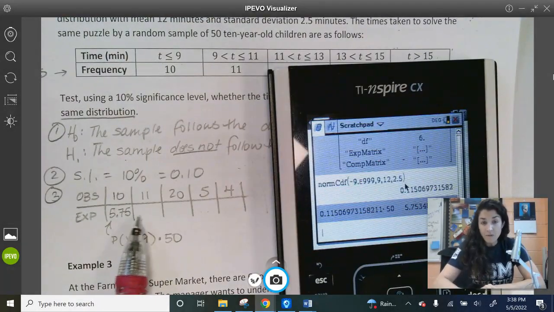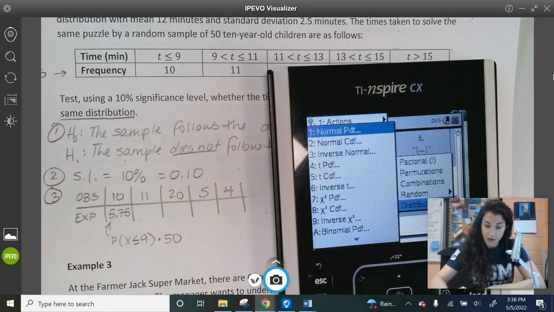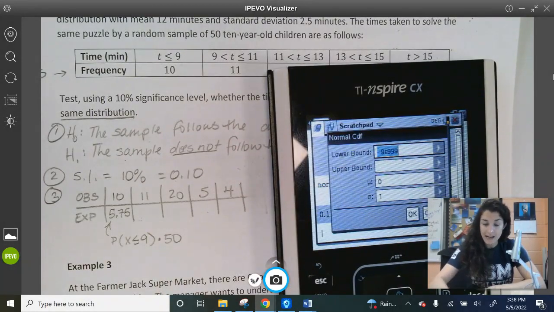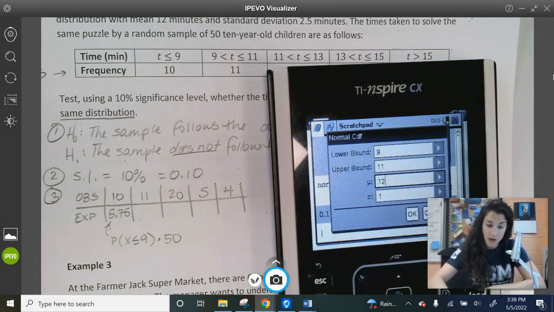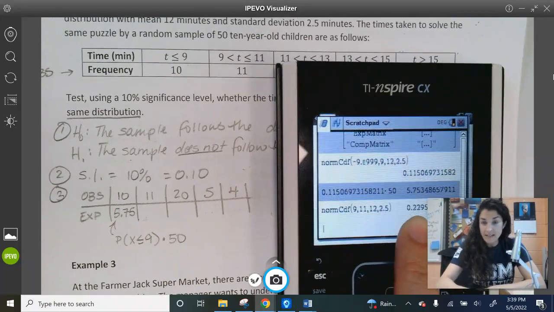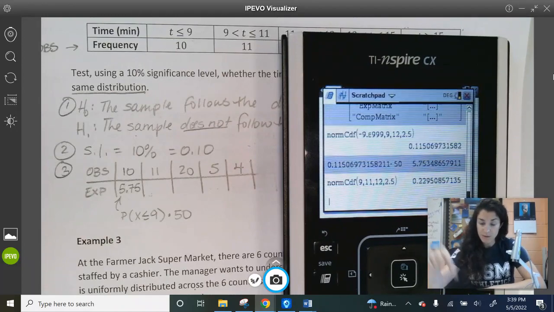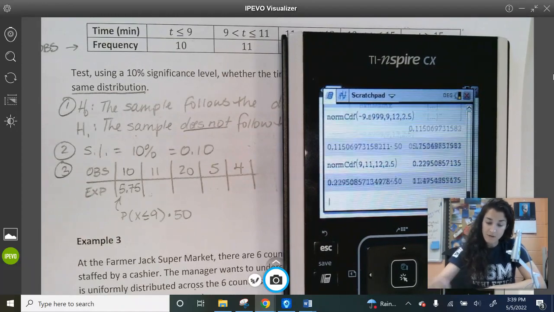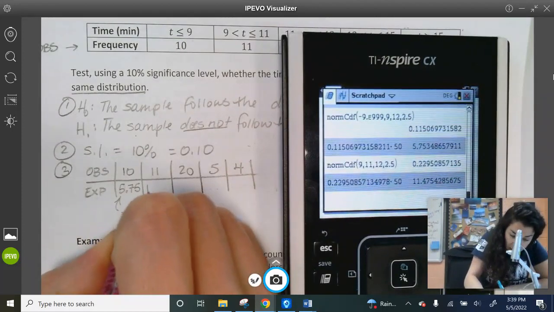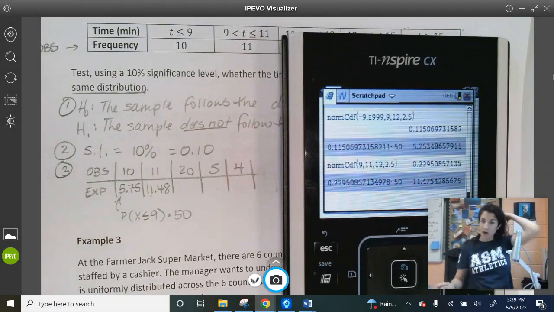In order to find the expected value for this one, I know that that's between 9 and 11. So I first calculate the probability of being between 9 and 11, right? Lower bound 9, upper bound 11, average 12, standard deviation 2.5. The probability of being between 9 and 11 is that. So then in order to turn that into expected, I multiply it by the total number of people in the sample. So that's multiply by 50. So I expect there to be 11.48. I'll do 2 decimal places for all of these.